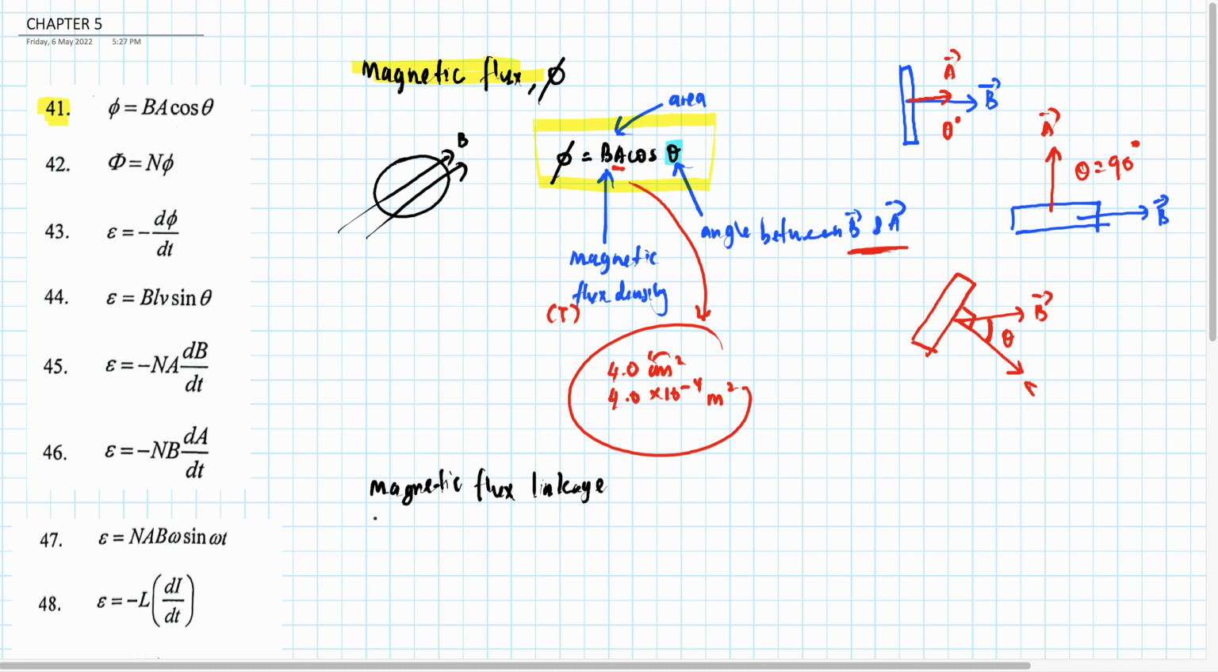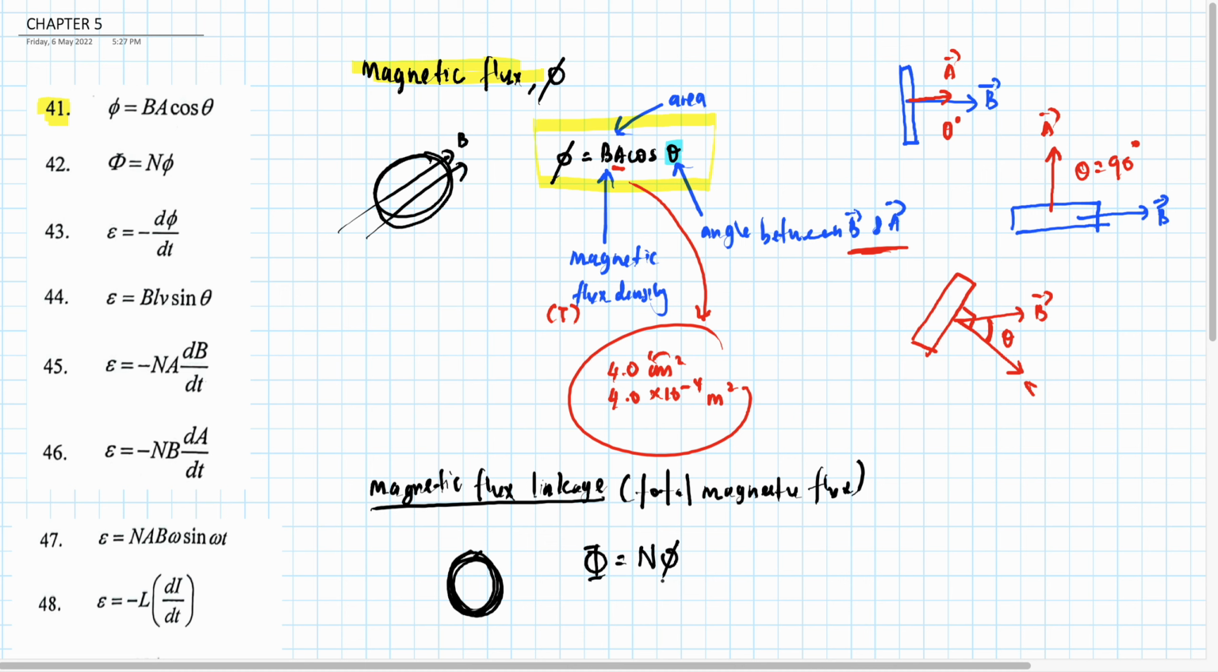It is exactly the same as magnetic flux, except this time we want to find the total. Magnetic flux linkage is the total magnetic flux. Just now we assumed only one coil, but maybe the coil has many turns, maybe 100 turns. So to find the magnetic flux linkage, we take the number of turns of the coil multiplied by the magnetic flux, so we get the total. If the number of turns is 1, then N is 1, and this is your magnetic flux.